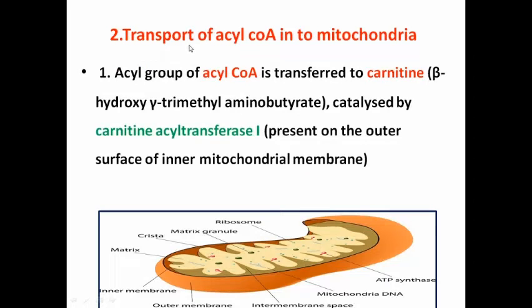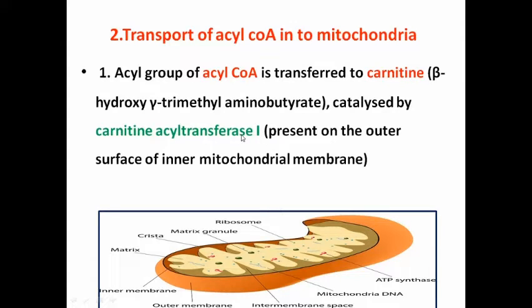Second step, transport of acyl coenzyme A into the mitochondria. The acyl group of acyl coenzyme A is transferred to carnitine by enzyme activity. The enzyme involved is carnitine acyltransferase 1.